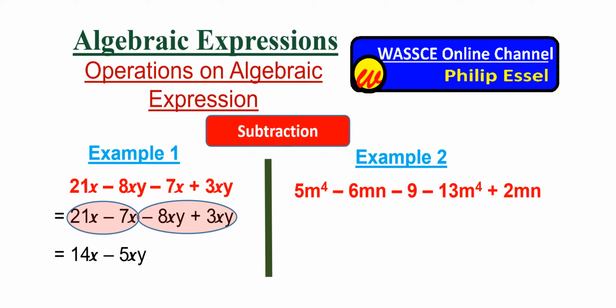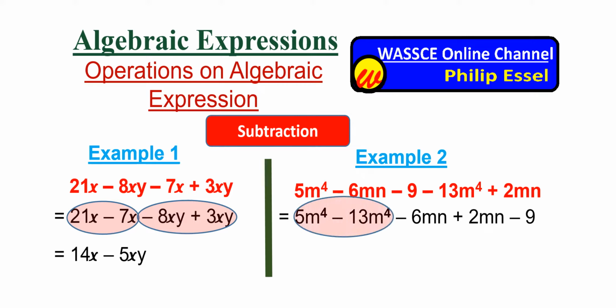So as usual, let's group our like terms. So when we do this, we would get 5m exponent 4 minus 13m exponent 4, then minus 6mn plus 2mn minus 9.